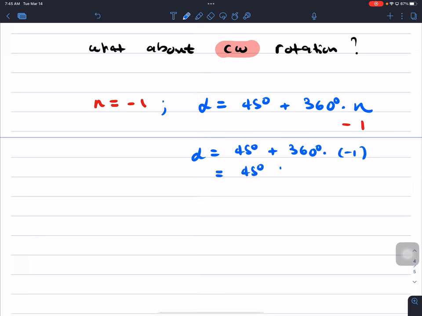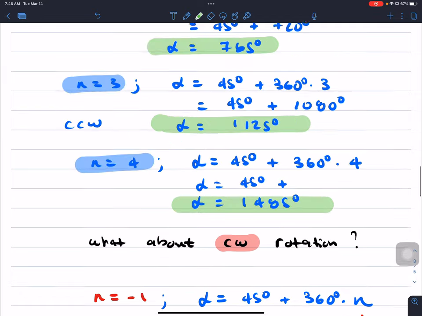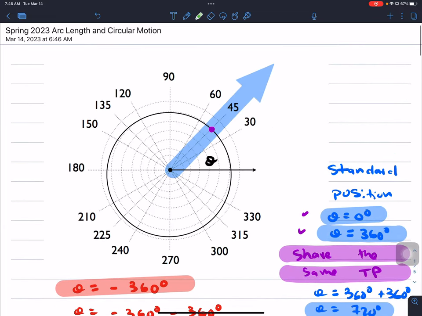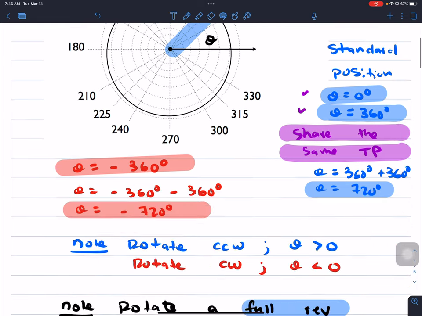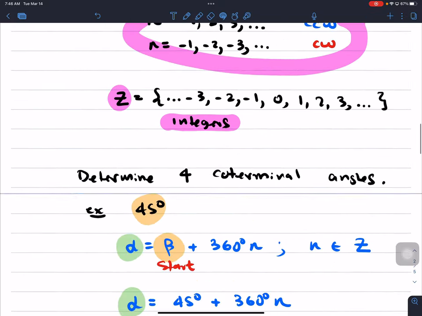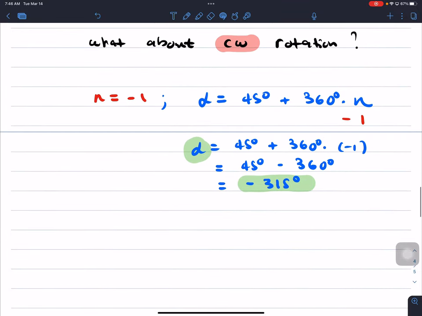Let's do the arithmetic ourselves. What's 360 times negative 1? It's negative 360. Is that true? Now what's 45 degrees minus 360? Is that negative 315? So we now have another coterminal angle to 45 degrees. It's negative though. All we did in the picture is start at 45 and rotate in the other direction. That's negative 315 degrees, because moving in the opposite direction, clockwise, gives you a negative angle. You guys okay with that? So that's the clockwise rotation.